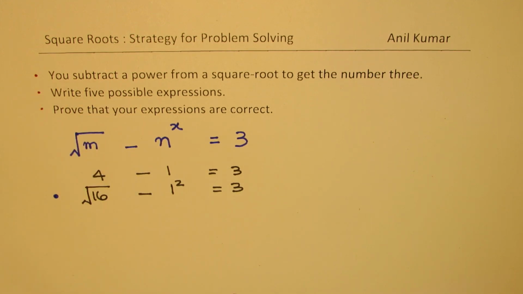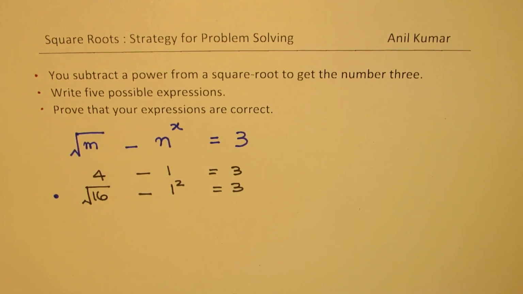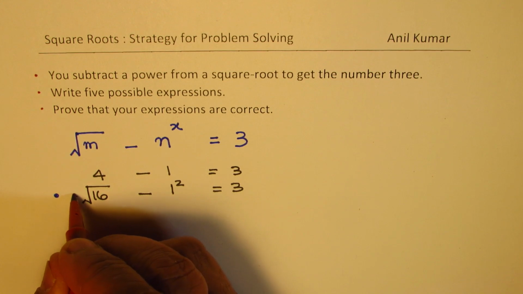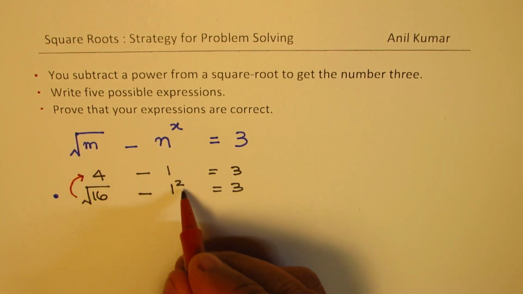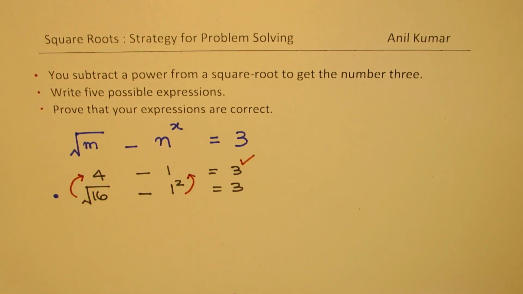Do you see how we got the number, right? So you have a square root of a number and you're taking away a square to get the number 3. That is what you're supposed to do. And how are you going to prove it? Well, here it is. To prove, you can go back. Square root of 16 is 4. Square of 1 is 1. And when you take away, what you get is 3. That is correct. So likewise, you have to provide now some more examples. So you can actually pause the video now and provide some examples.